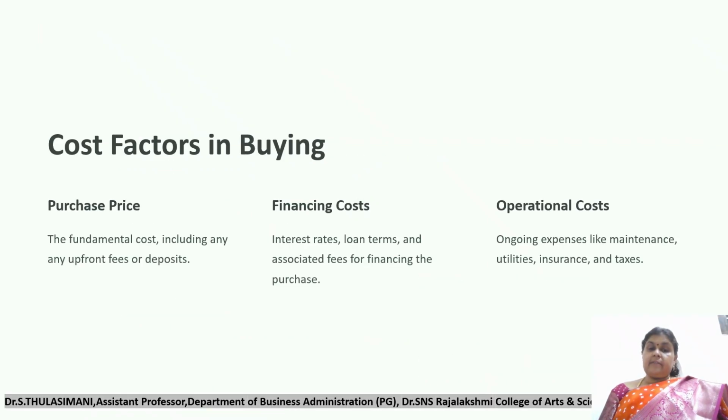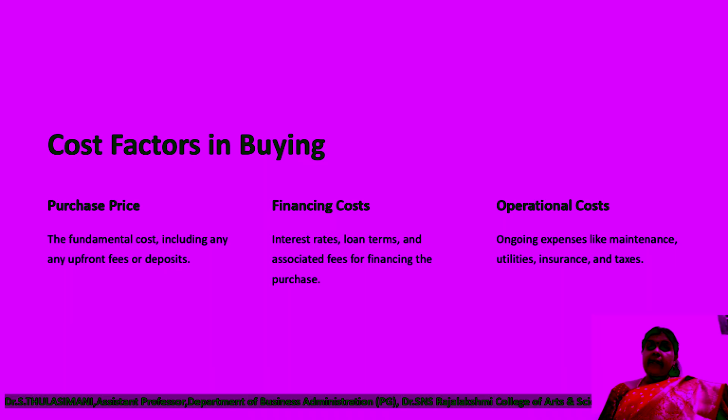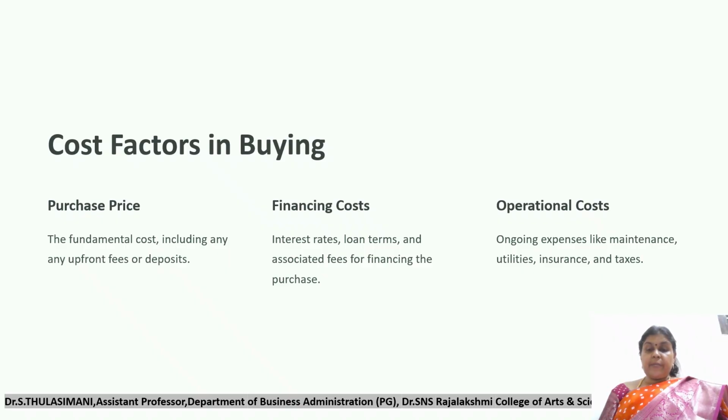Various factors that determine the buying aspect are the purchase price, financing cost, and operation cost. Before fixing the price of the product, all these things have to be considered. The product price should not only take into consideration the purchase of raw materials or manufacturing cost; they should consider various other costs also, because the product is made for the purpose of somebody else. All the costs should be taken into consideration before fixing the price of the product.